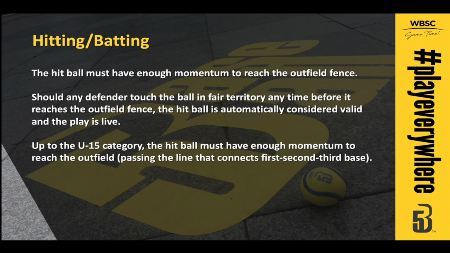Up to the U15 category, the hit ball must have enough momentum to reach the outfield, passing the line that connects first, second, and third base. So our U15 players, everybody 15 and below, they just need to hit it hard enough to get it out of the infield. But everybody above the U15 category has to hit the ball hard enough that it reaches the fence, or at least has the ability to reach the fence if the defense doesn't touch it.